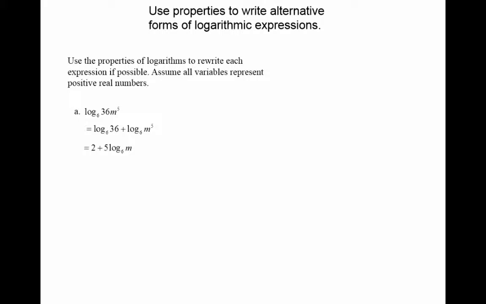Use properties to write an alternative form of a logarithm expression. We want to use the properties of logarithms to rewrite each expression if possible, assuming all variables represent positive real numbers. We want to look at log of 36 m to the power of 5 with the base 6.